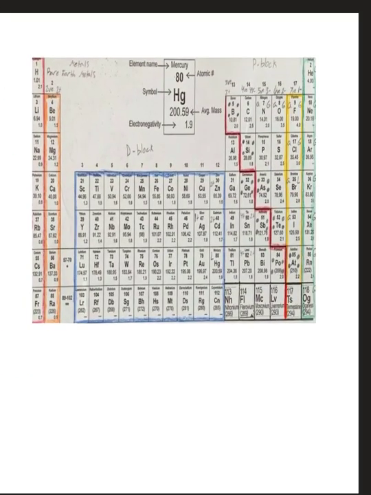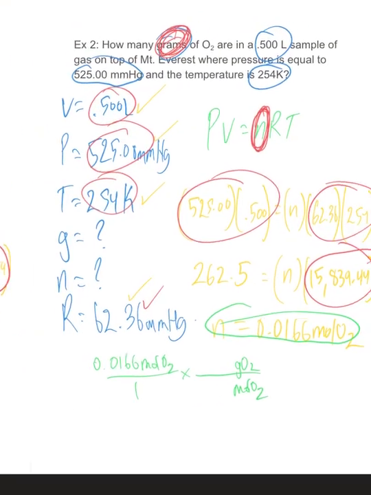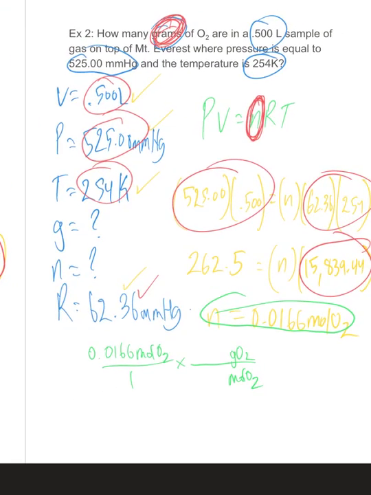And so if we look on the front of our periodic table at the mass of oxygen, it's 16, and this is O2. And so the mass of 1 mole of oxygen is going to be 32.00 grams in 1 mole. And the last thing to do is to multiply 0.0166 times 32. And once again, round it to 3 significant figures. I get 0.531 grams of oxygen. And that is our final answer.